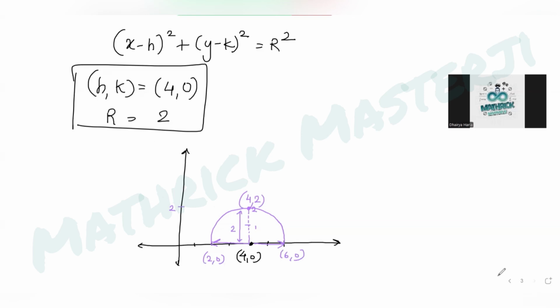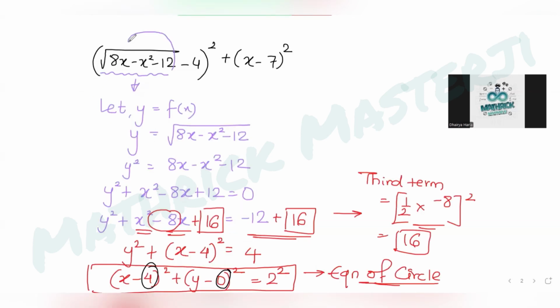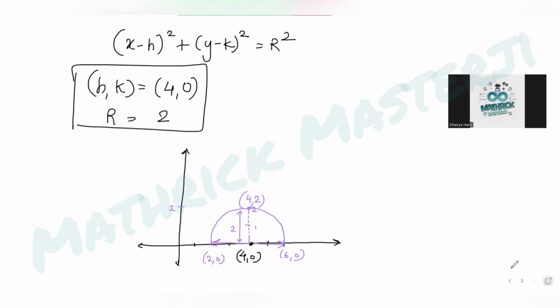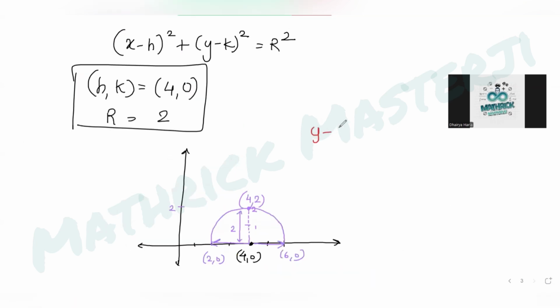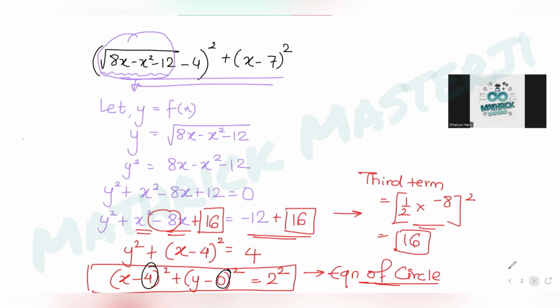So we have this part of the entire function, which is the equation of a circle, and we have put it as y. If I write the new function that I get here, let's try to evaluate that. My function now becomes y minus 4 the whole square plus x minus 7 the whole square.